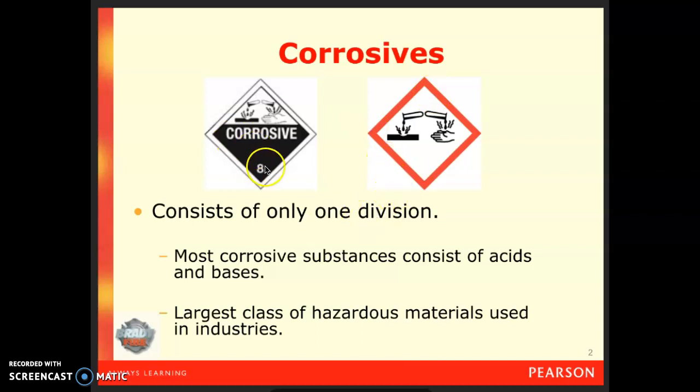Now, there are no subdivisions in this class. It is just corrosive materials. And for the most part, what we're talking about are acids and bases. Because of this, this is actually one of the largest classes of hazardous materials used in industry. Acids and bases are very common. They're found in a lot of different things, in a lot of household goods, and in a lot of industrial goods. So corrosives play a significant role in a lot of what we see and what we do.